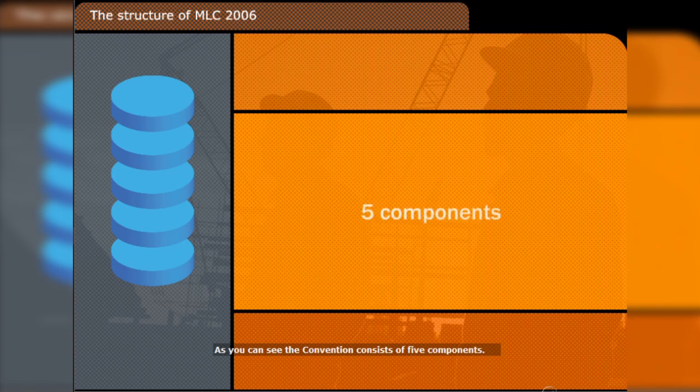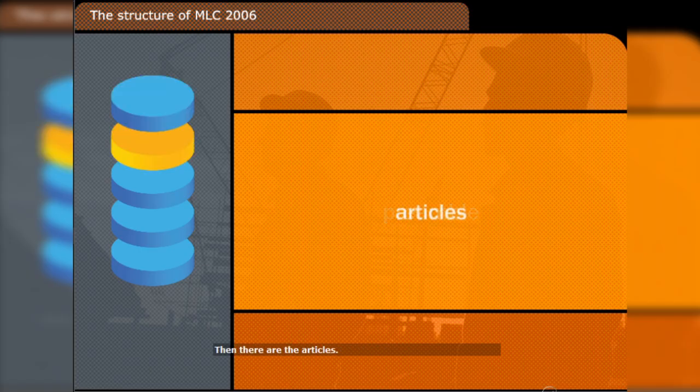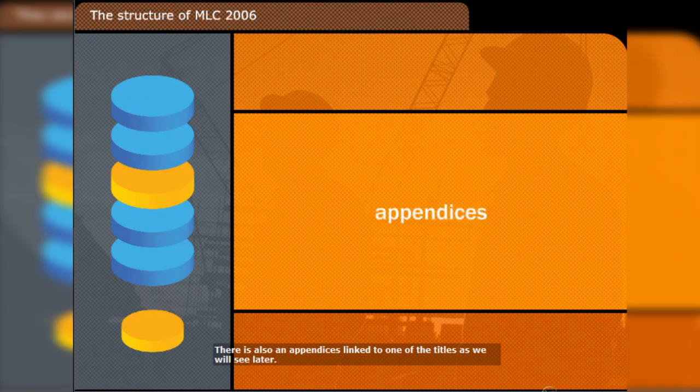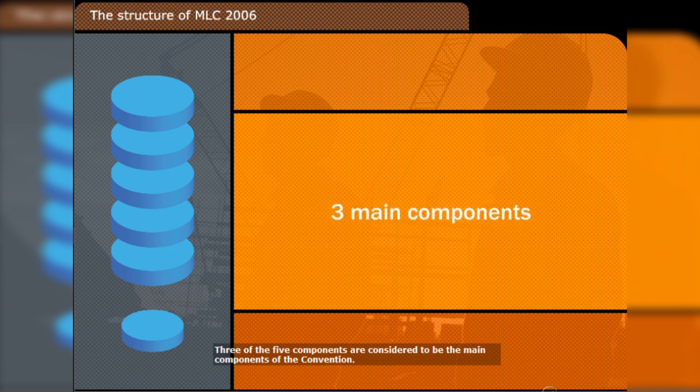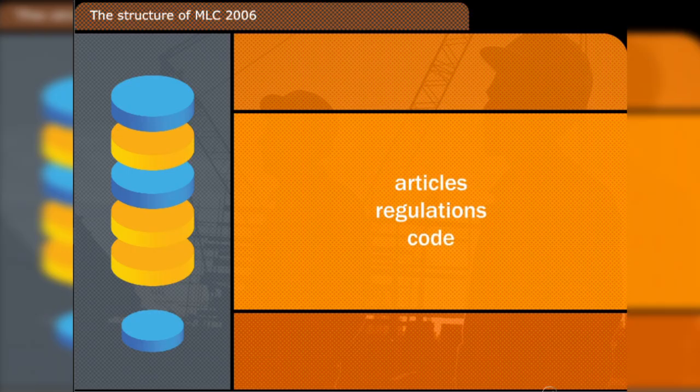As you can see, the Convention consists of 5 components. First, there is a preamble or introduction. Then there are the articles, and the titles, and the regulations, and finally there is the code. There are also appendices linked to one of the titles, as we will see later. 3 of the 5 components are considered to be the main components of the Convention. They are the Articles, the Regulations and the Code.